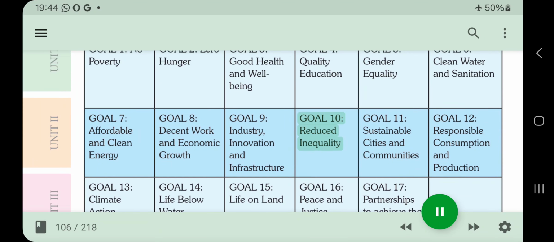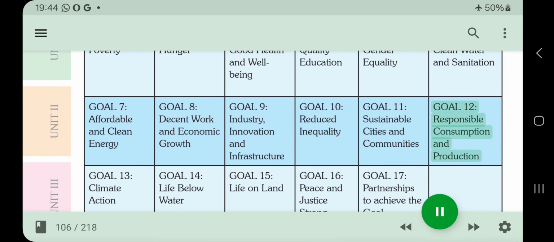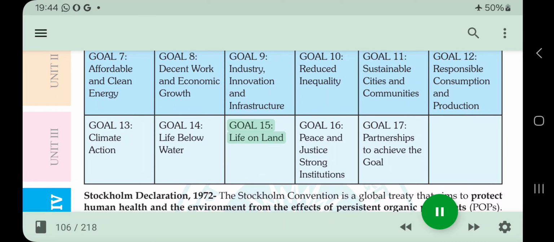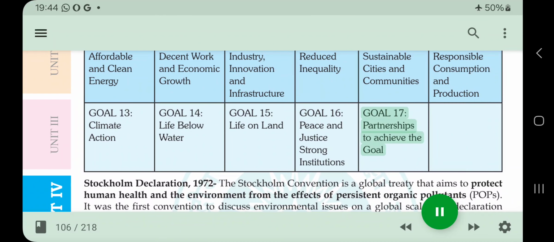Goal 10, Reduced Inequality. Goal 11, Sustainable Cities and Communities. Goal 12, Responsible Consumption and Production. Goal 13, Climate Action. Goal 14, Life Below Water. Goal 15, Life on Land. Goal 16, Peace and Justice, Strong Institutions. Goal 17, Partnerships to achieve the goal.